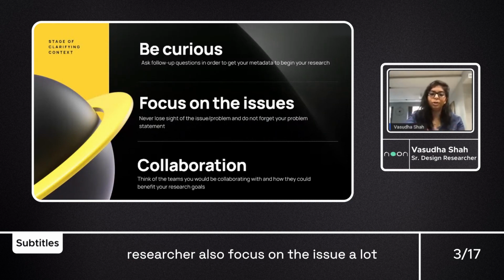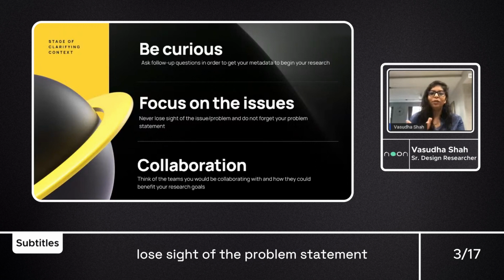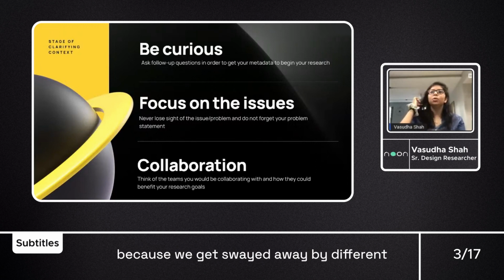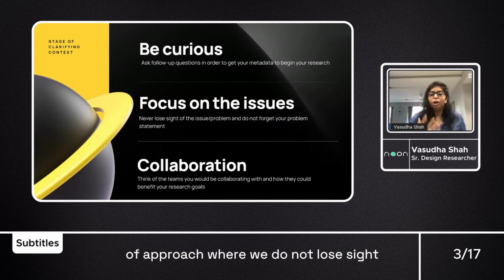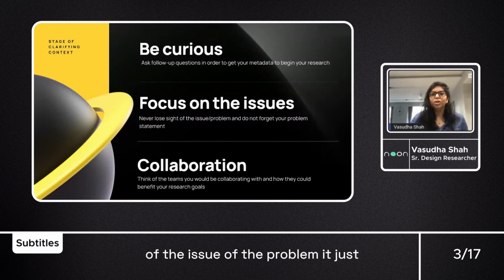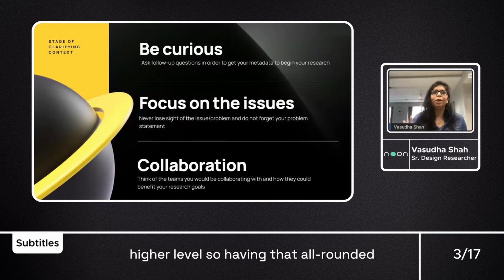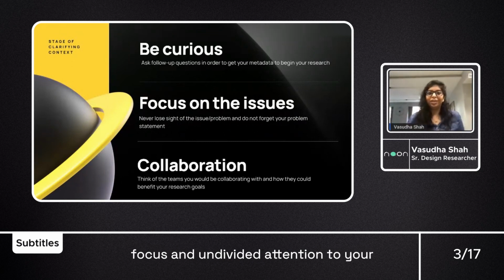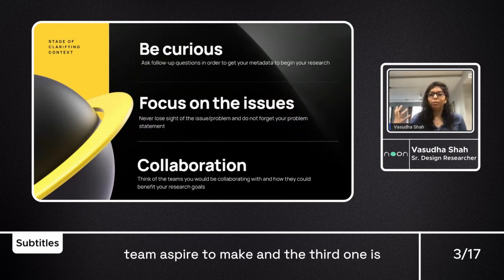Also focus on the issues. A lot of times, when we start to do generative, evaluative, exploratory, whatever kind of research we're doing, sometimes we lose sight of the problem statement because we get swayed away by different problems that arise, right? So having that really focused, strong-headed approach where we do not lose sight of the issue or the problem helps your problem advance to a higher level. Having that all-rounded focus and undivided attention to your problem statement really helps you build the kind of product that you and your team aspire to make.